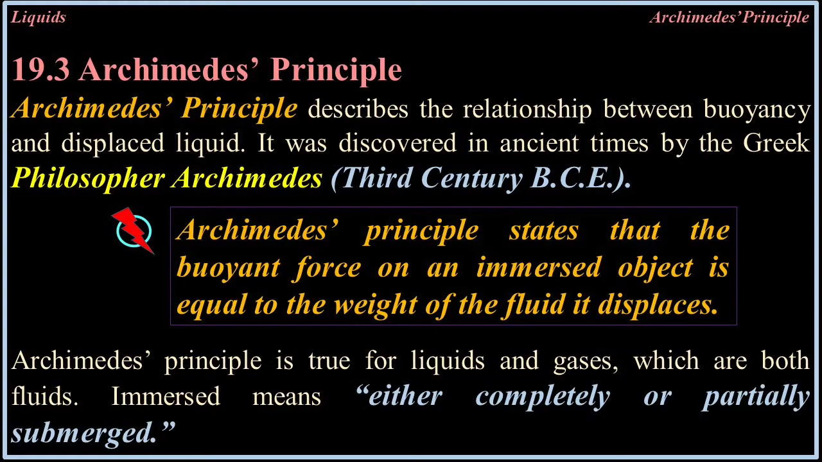19.3 Archimedes' principle. Archimedes' principle describes the relationship between buoyancy and displaced liquids. It was discovered in ancient times by the Greek philosopher Archimedes, in the 3rd century BCE. Archimedes' principle states that the buoyant force on an immersed object is equal to the weight of the fluid it displaces. Archimedes' principle is true for liquids and gases, which are both fluids. Immersed means either completely or partially submerged.